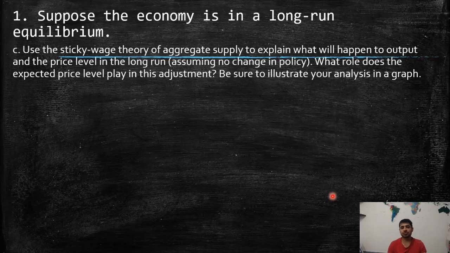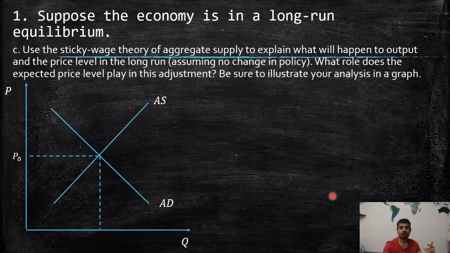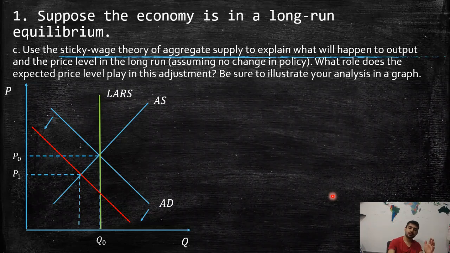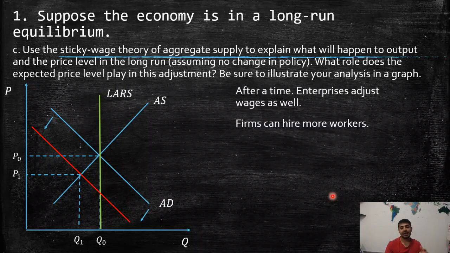C. Use the sticky wage theory of aggregate supply to explain what will happen to output and the price level in the long run, assuming no change in policy. What role does the expected price level play in this adjustment? Be sure to illustrate your analysis in a graph. Again we have the situation that we had before, with the shift to the left. After some time, naturally, the enterprise adjusts wages as well.